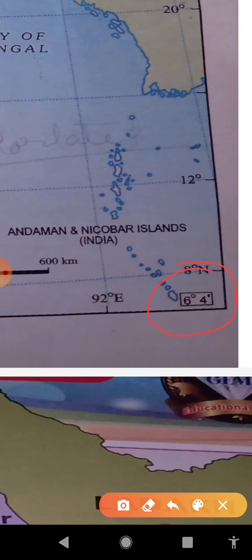So here one question is very common. If you get the question, mention the latitudinal extent of the mainland of our country, then you will write it is lying between 8 degree 4 minute north to 37 degree 6 minute north. But if you get the question, mention the latitudinal extent of our country, then it is better to write that our country is lying between 6 degree 4 minute north to 37 degree 6 minute northern latitude.